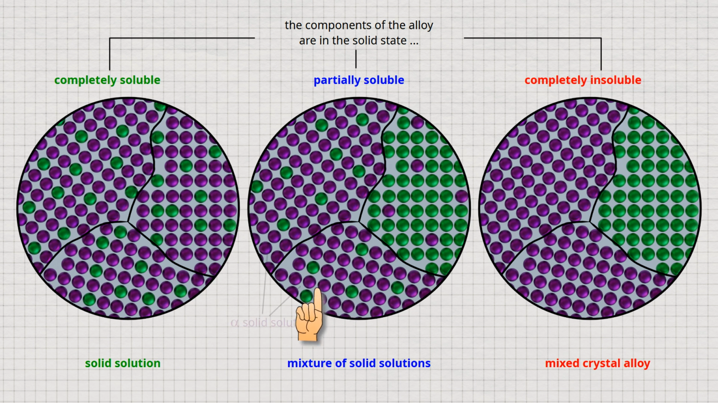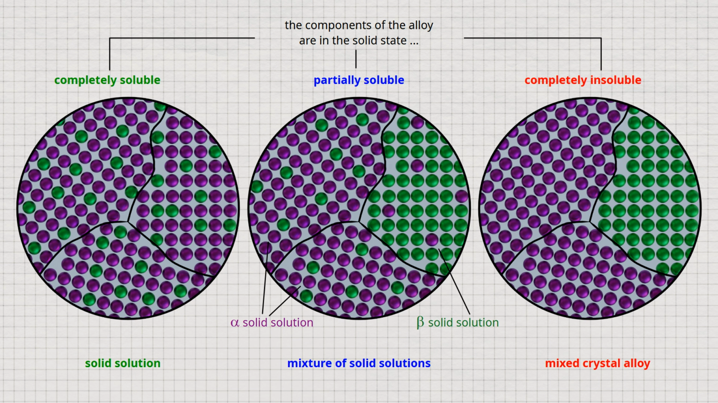This is known as an alpha solid solution. Conversely, to some extent, atoms of the base material may be present in the crystal lattice of the alloying component. This is known as a beta solid solution. Thus, for alloy types with limited solubility, one obtains a crystal mixture of two different solid solutions.